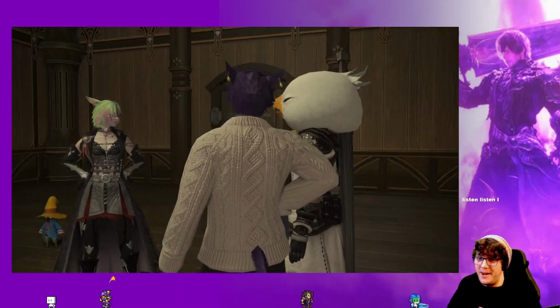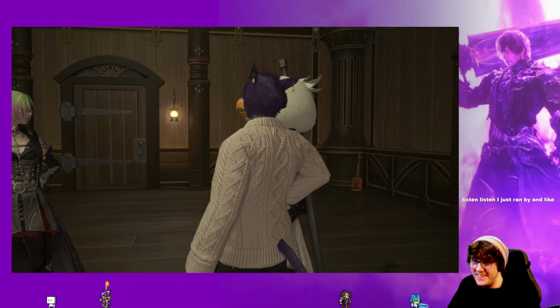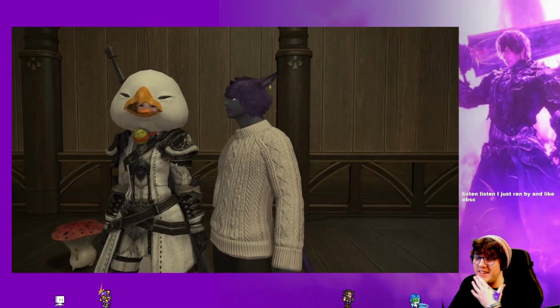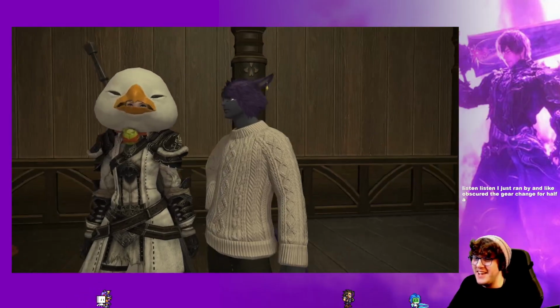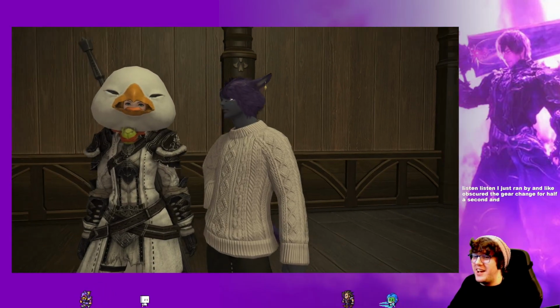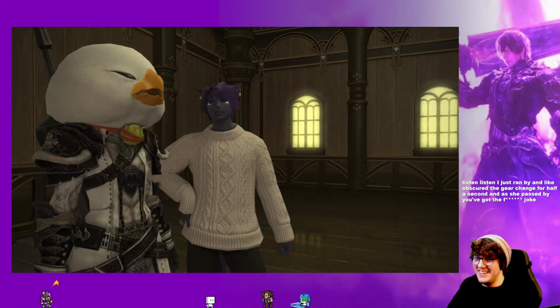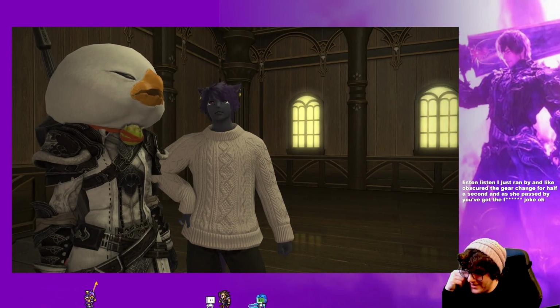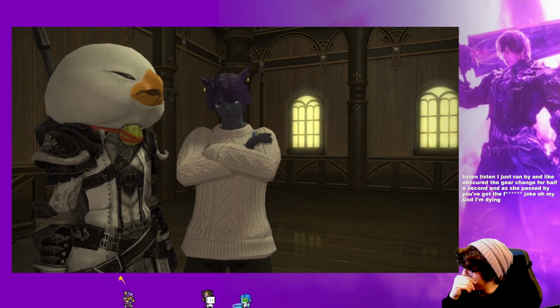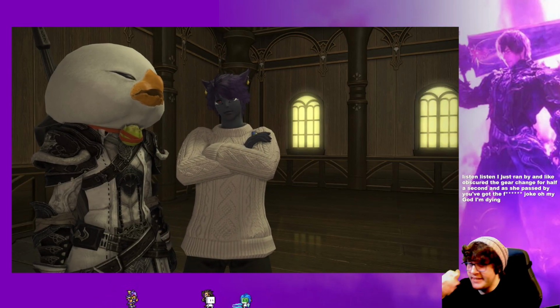Iana just ran by and obscured the gear change for half a second, and as she passed by, you've got the chocobo head on. Oh my god, I'm dying. Oh guys, okay.